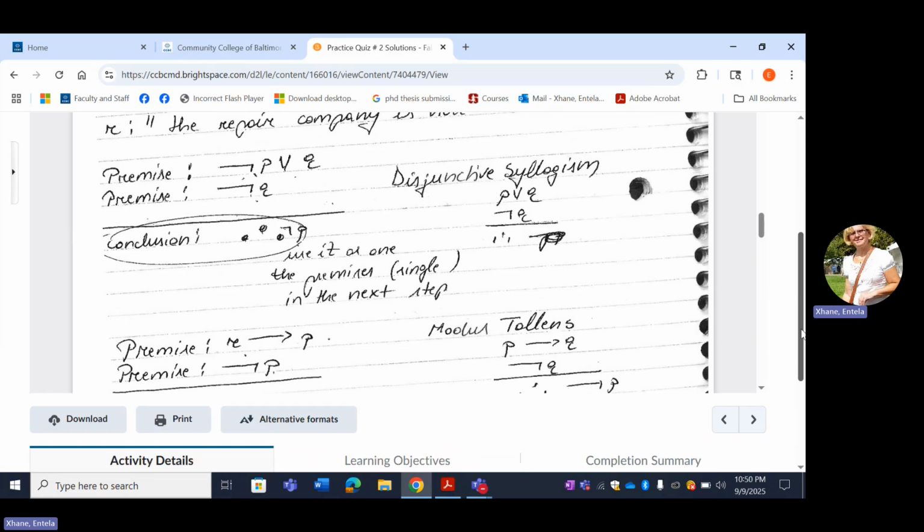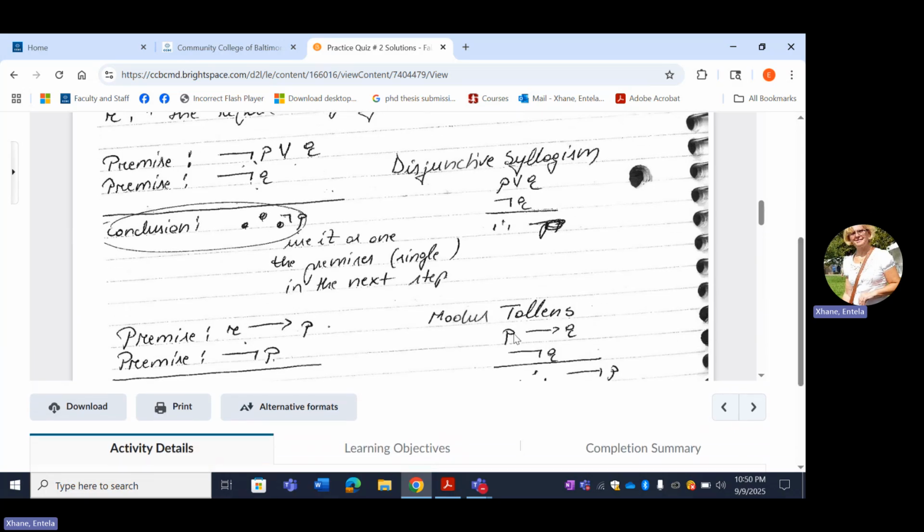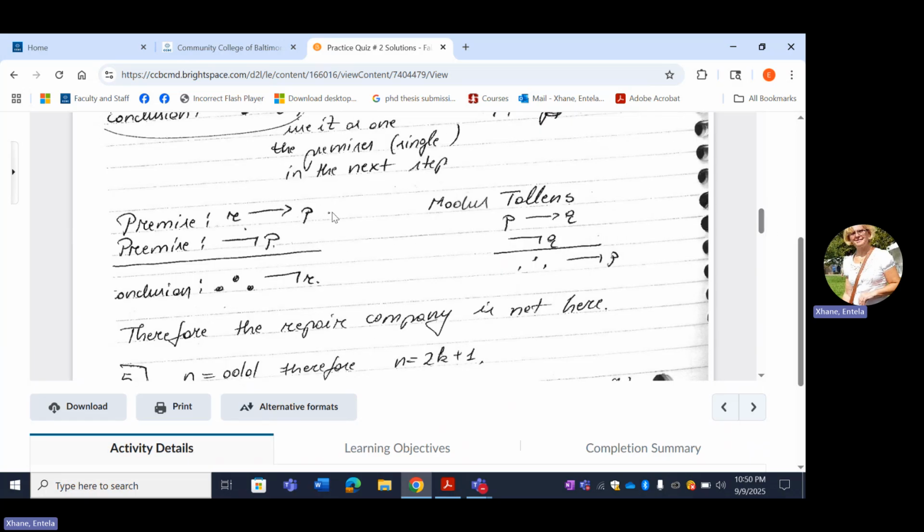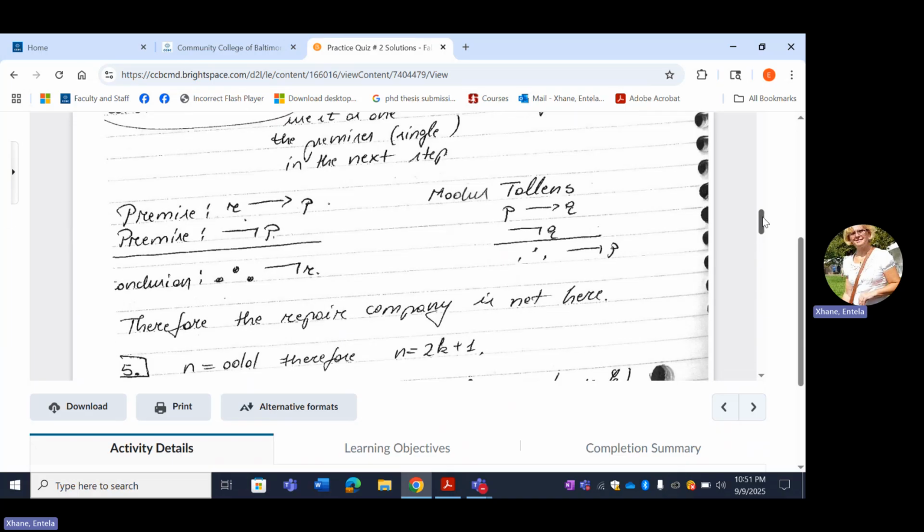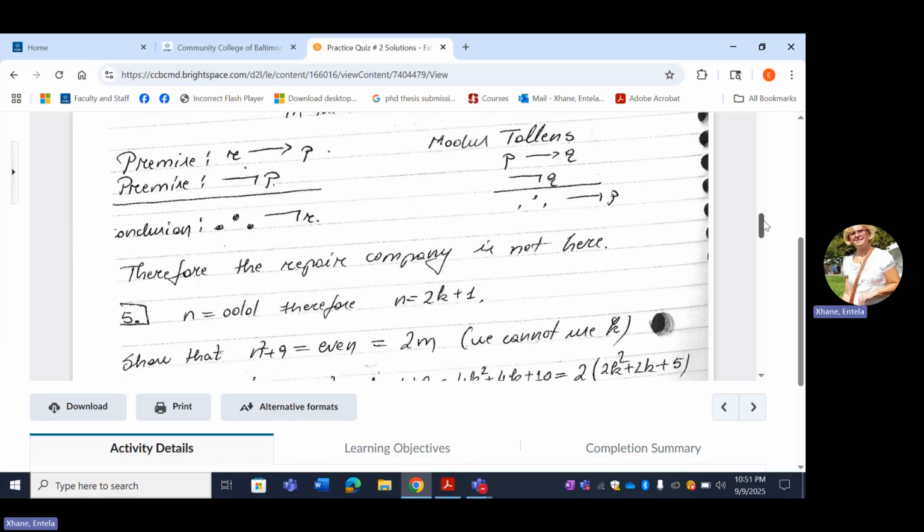This is a typical case of modus tollens. So we have P implies Q and not Q, therefore not P. In our case, we have R implies P and not P. So the P plays the role of the Q, and R plays the role of the P, right? If you compare them, that's why you see them side by side. So we conclude not R. Our final conclusion is, therefore, the repair company is not here today.